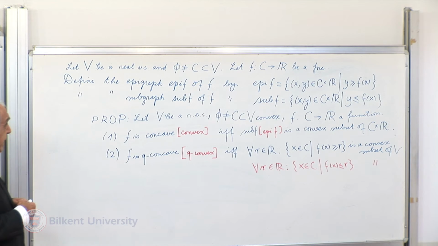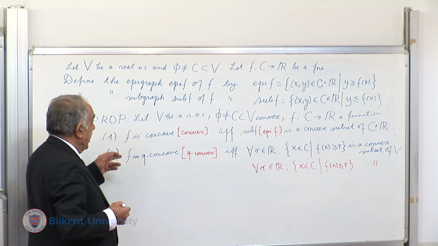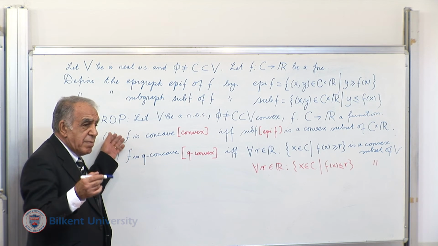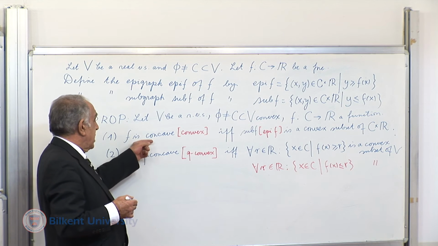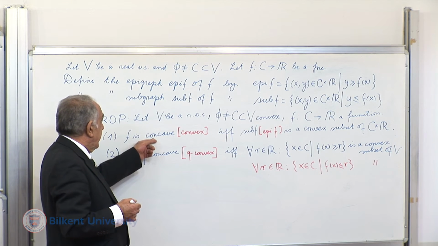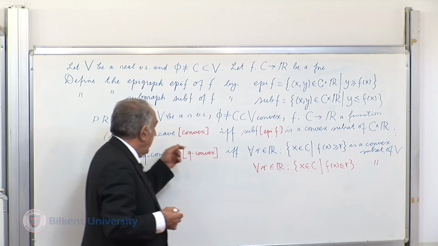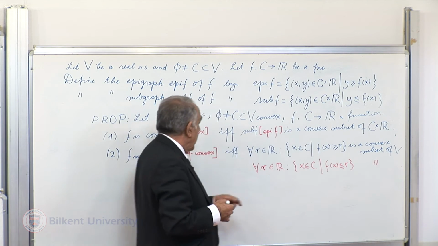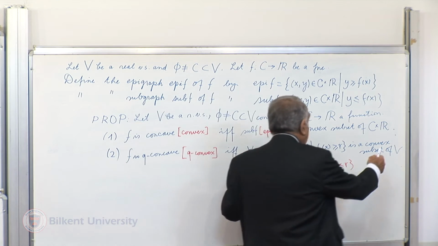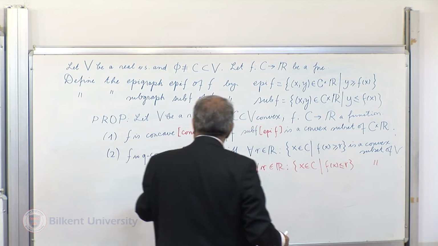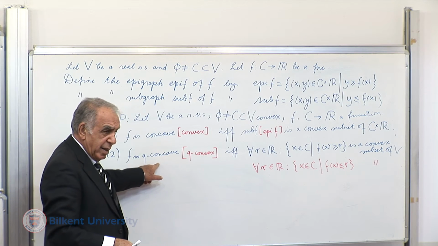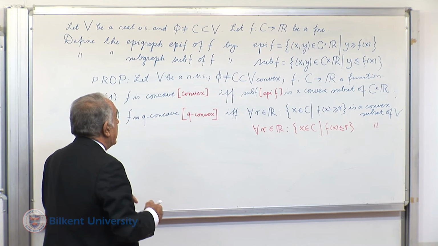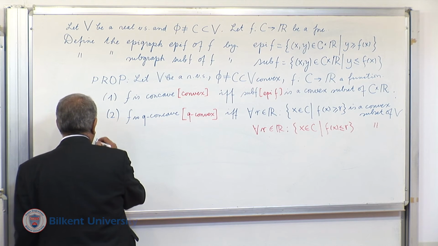Here, in each case we have 4 different statements, but they're all similar to each other. So for this, we will prove that concavity of F implies that the subgraph is a convex subset of C cross R. And here, well, if this blue condition holds, then that implies quasi-concavity of the function. The rest is similar, and that will be left to you as an exercise.